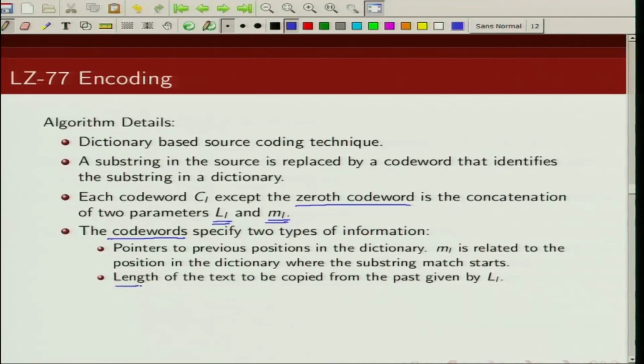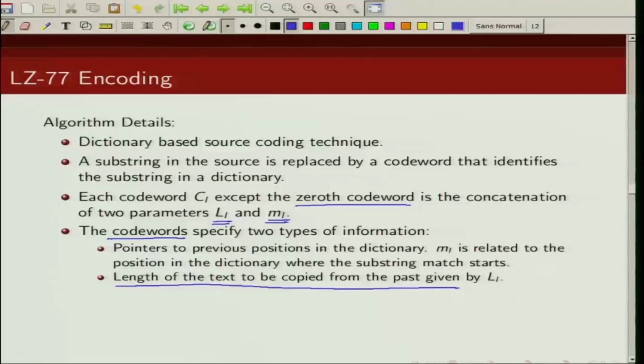What is this parameter L? L is the length of the text from the given parse which is there in the dictionary, which got matched, and this M is related to the location in the dictionary where the match has happened.